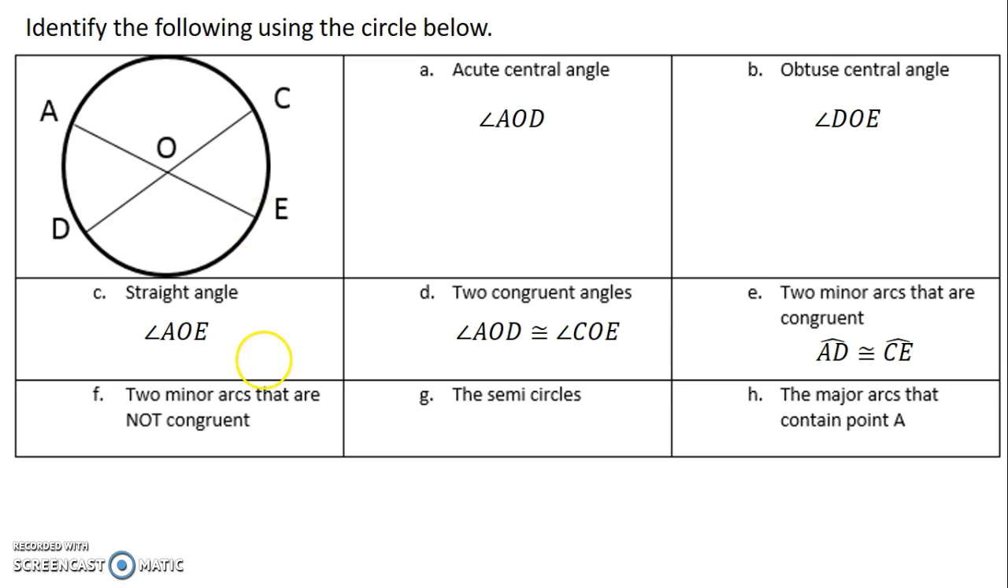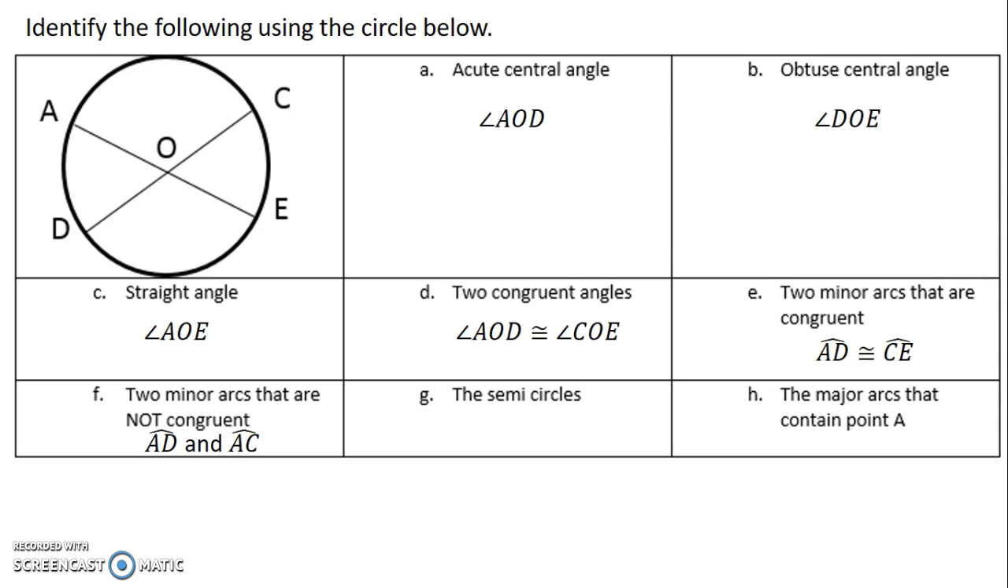If I wanted 2 minor arcs that are not congruent, I just need to make sure that they don't pair up with vertical angles. So I'm still going to use AD, and a minor arc that's not congruent to it would be AC. So yes, AC pairs with an obtuse angle, but remember, minor arc just meant less than 180, and AC is less than a semicircle, less than half the circle. So AD and AC are minor arcs. They are not the same, though.